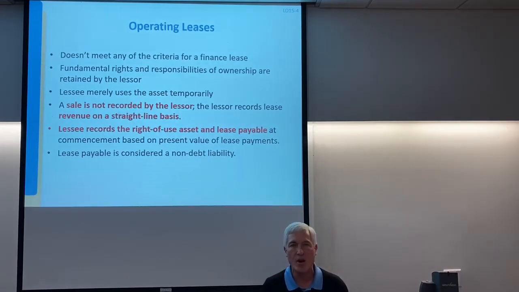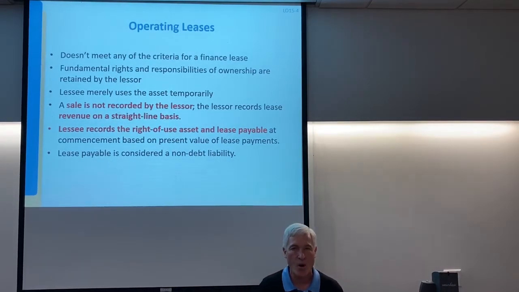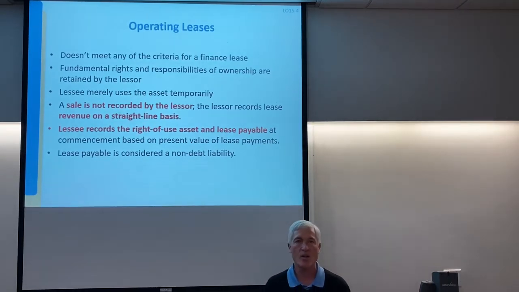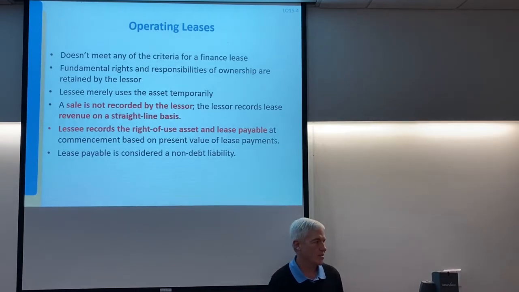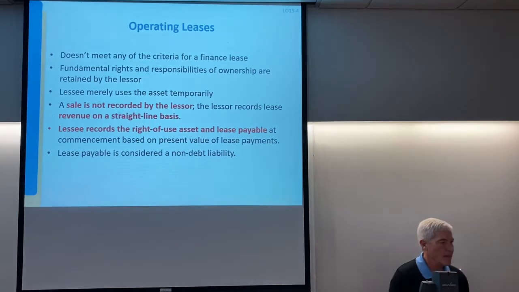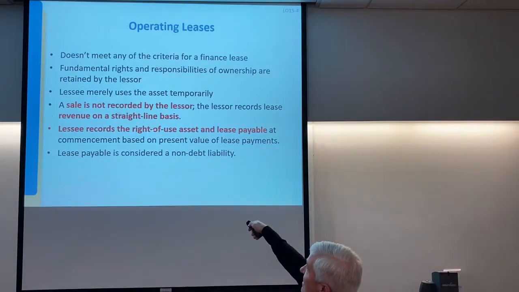And so that would be a good example of something that does not meet any of the 5 criteria, not the major part of the economic life, not substantially all of the fair market value for those leases. They're operating leases, and the lessee is using the property temporarily. Now, here's what's interesting with operating leases. Lessor does nothing.